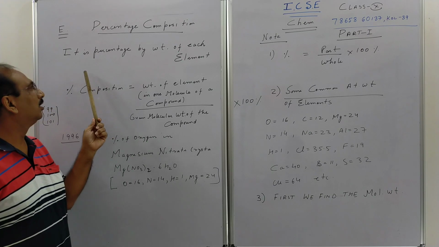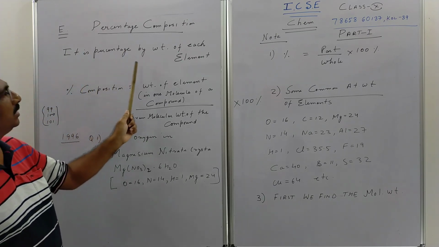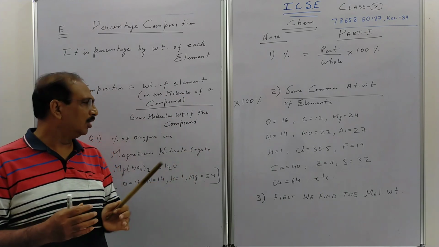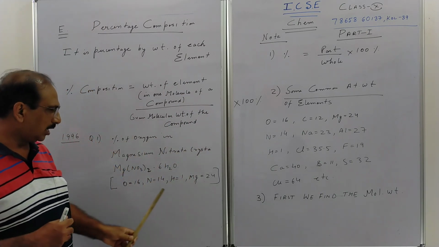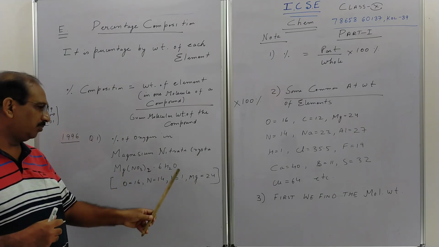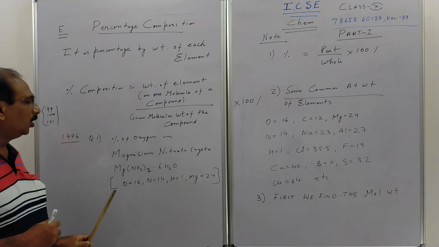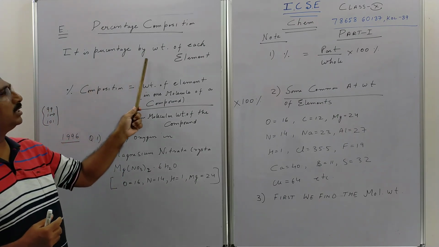So here we have percentage composition. It is the percentage by weight of each element. If a compound is there and you find the percentage of each element, there are 4 elements over here: oxygen, nitrogen, magnesium and hydrogen. If we add all the percentages, we will get 100. So it is percentage by weight.